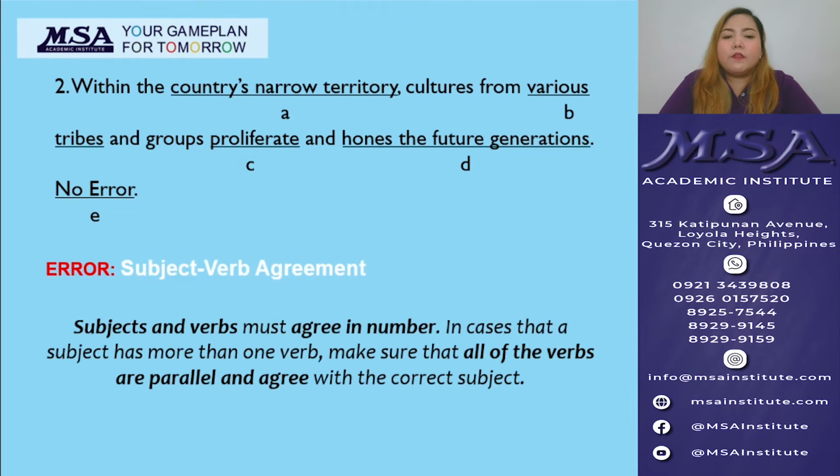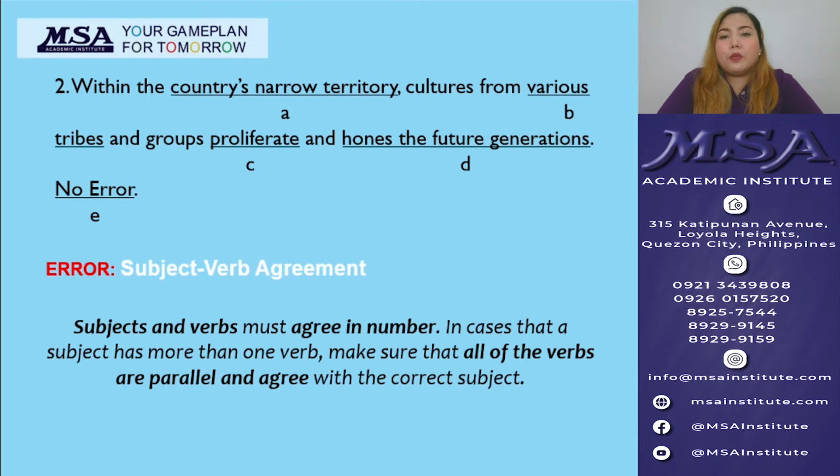Remember, subjects and verbs must agree in number and should not be affected by any intervening expression in the sentence. In some cases, just like in our sentence, a subject has multiple verbs, then all of the verbs must agree with the subject. In our sentence, the subject is the word cultures, plural, and the first verb is the verb proliferate, which is also plural.